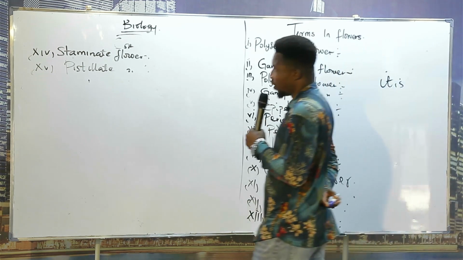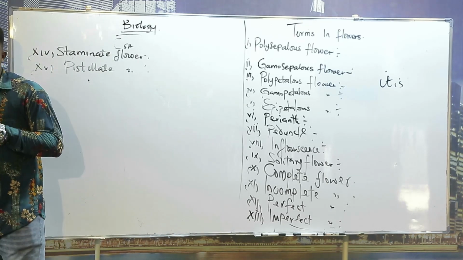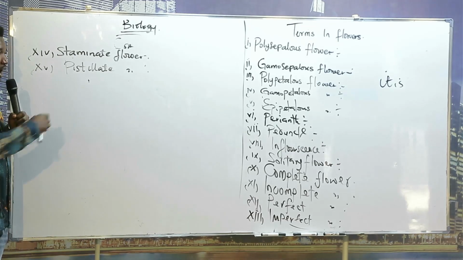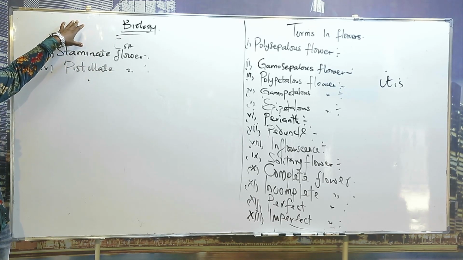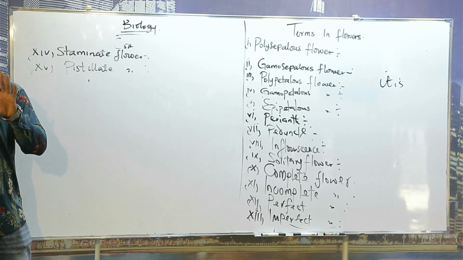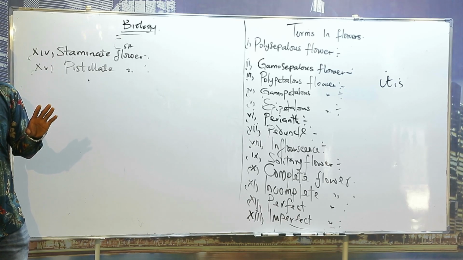So, let's go to 14. Staminate flower. Staminate flower, just like the name implies, staminate comes from the word stamen, right? So, staminate flower is a type of flower that has only the male part of a flower. Can we say they are complete?